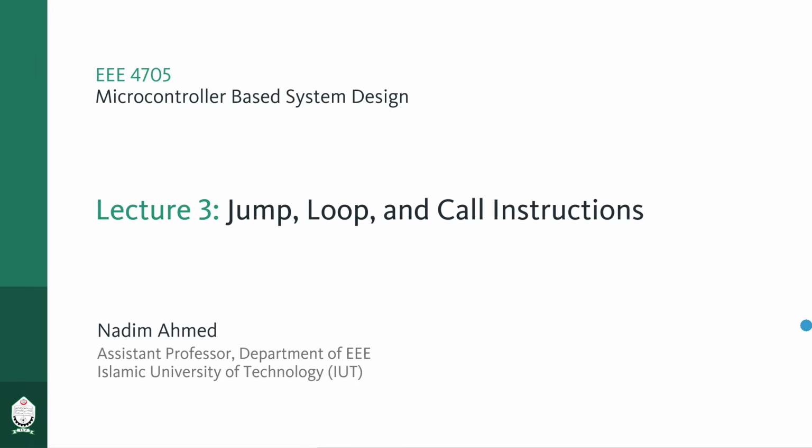This is lecture 3 of our course EEE 4705. In this lecture, we will try to understand some of the most frequently used instructions in 8051 assembly language. These are jump, loop and call instructions. With different examples, we will try to understand how these instructions work and how we can implement them in assembly language.